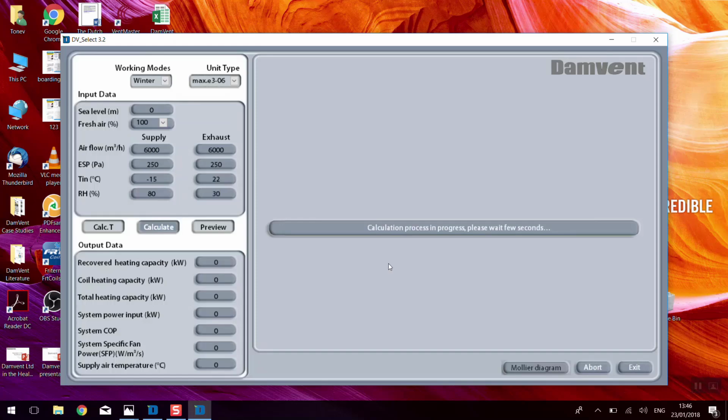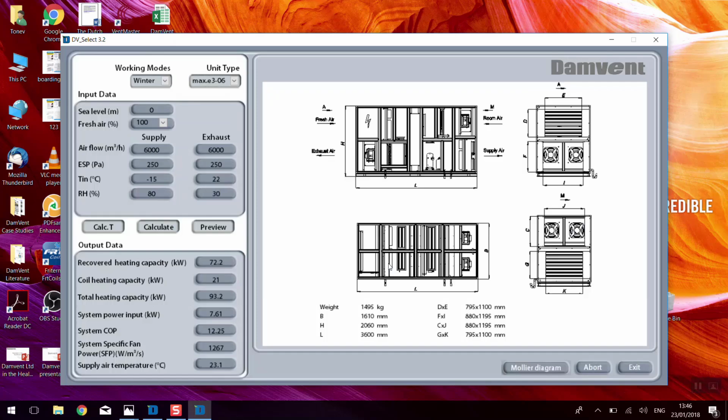First of all, look at how fast it goes. Now we already have the output data. On your left side, it is very important that we provide our output data before you go to the detailed preview. Why do you need that? Just to make sure that this unit fits your needs.